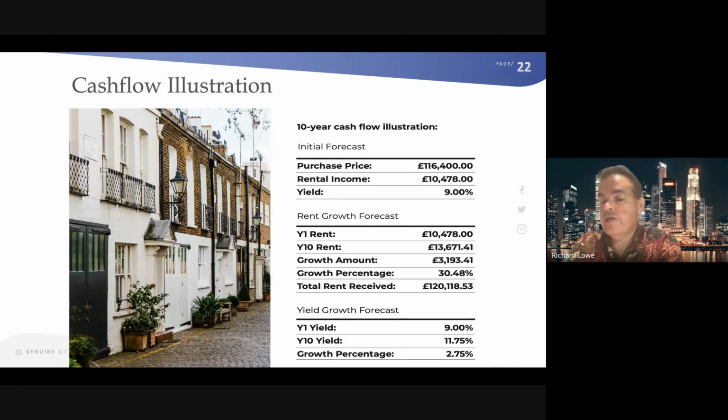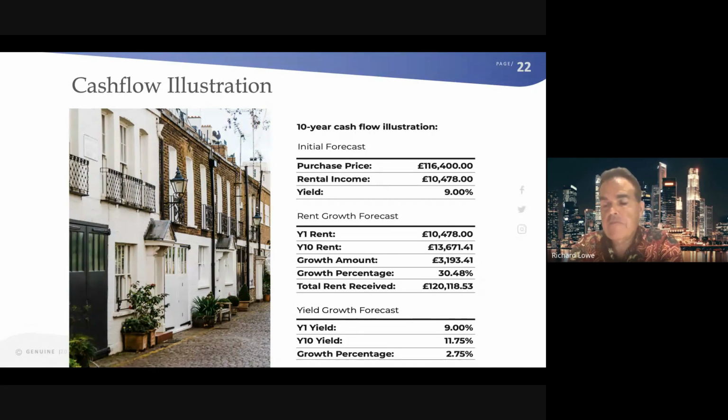Now, bear in mind that at the moment, inflation is running at just over 7% in the UK. So at the moment, you would have the maximum adjustment, which is 4%. So actually, the increase in rent right now would mean that your rent would be higher than the figures that are stated here as time goes by. So that's a growth percentage of over 30%.